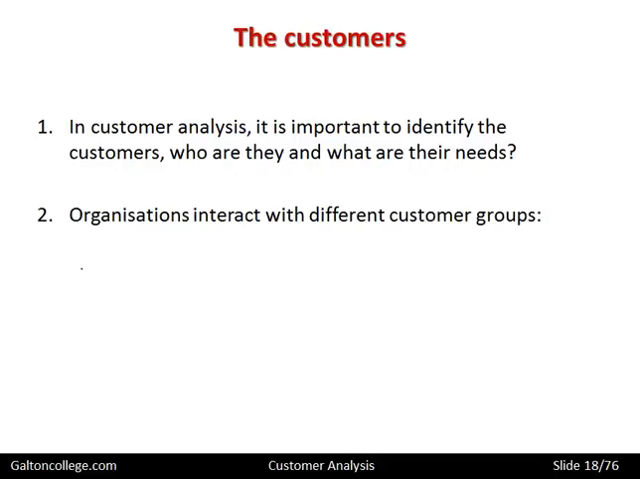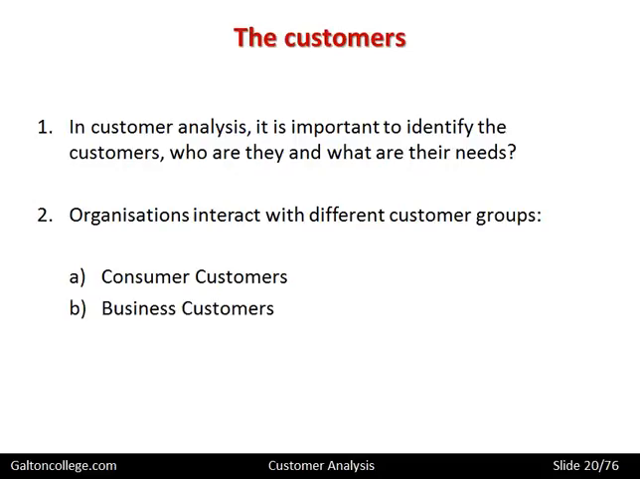And organizations interact with different consumer groups. For example, there are customers. In other words, these are individuals who buy the product. Now, these are the customers of the business, but they are consumer customers. They're the ones who buy individually. These are perhaps households who buy the product. That's one type of customer group.